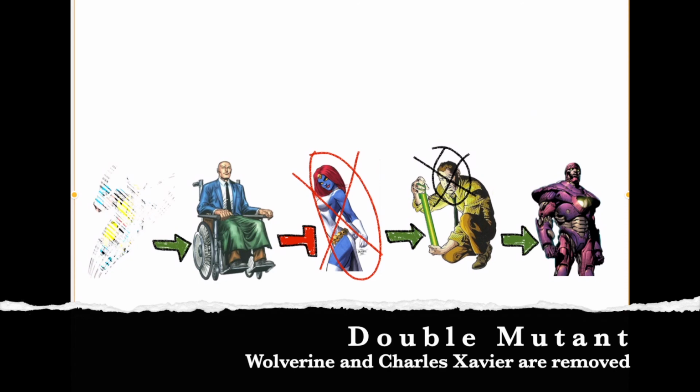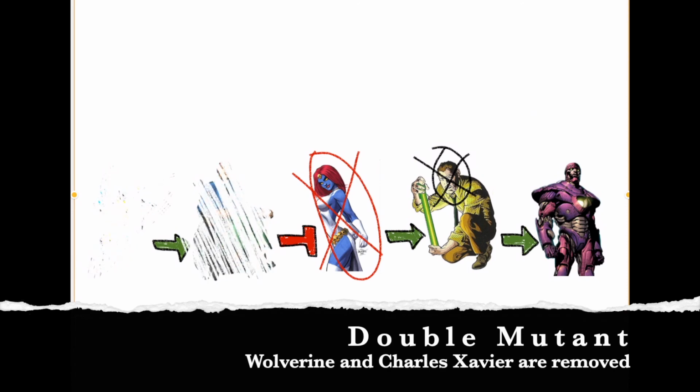In a double mutant scenario, where Wolverine and Professor X are both absent, Mystique will be free to go after Dr. Trask, killing him and activating the Sentinel program. This follows the original timeline that Wolverine is attempting to fix.